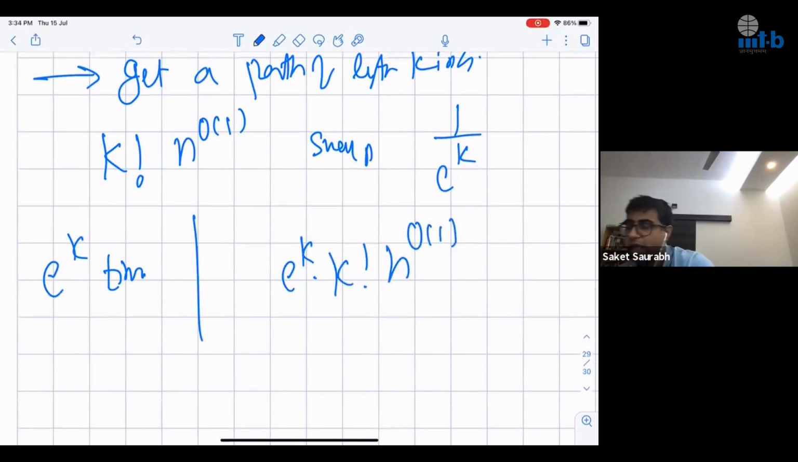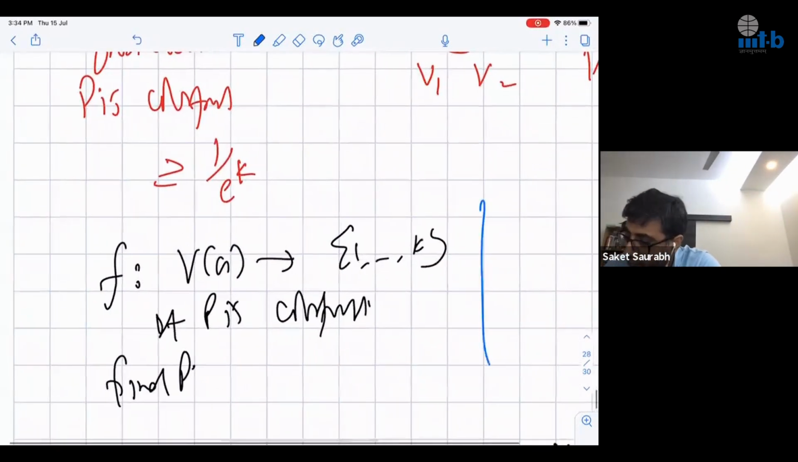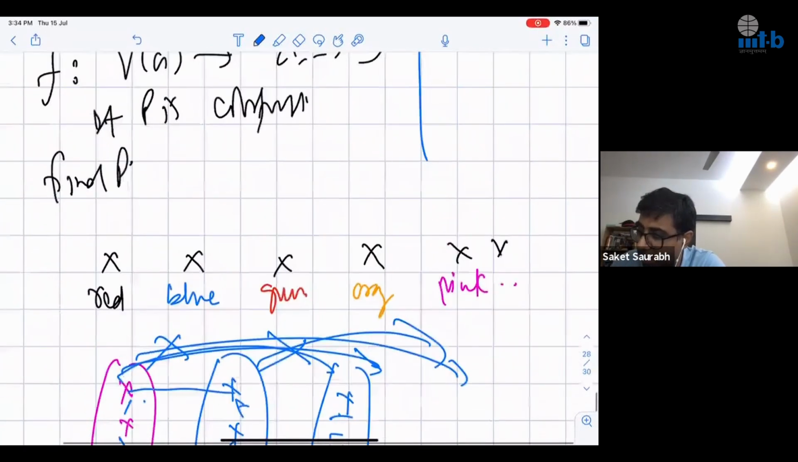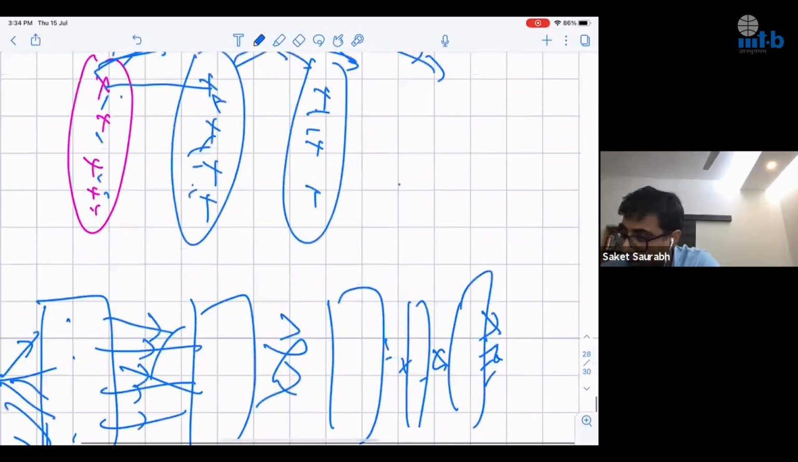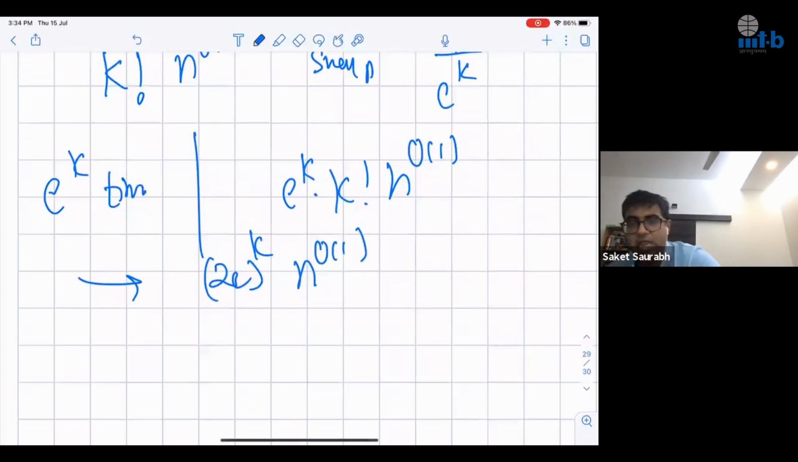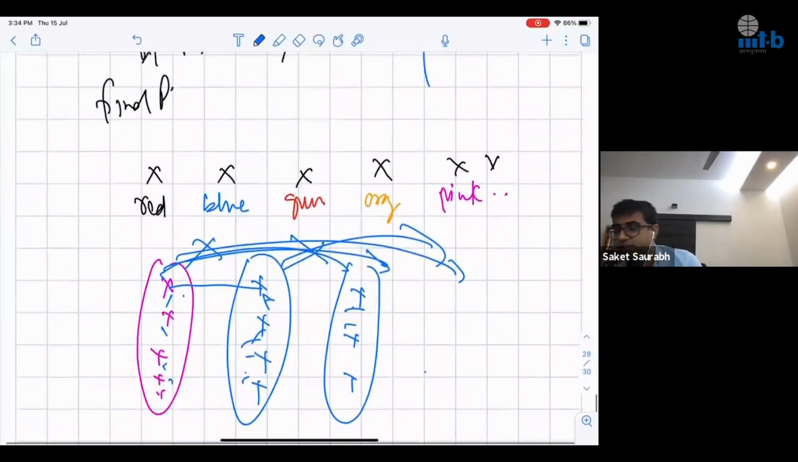Hey, done. In fact, given this function, you can find this coloring using dynamic programming in 2 to the power K time. So actually this algorithm will give you 2e to the power K times n to the power big O of 1. Right? And so basically color coding started from this particular algorithm. So there was a motivation to do this problem.